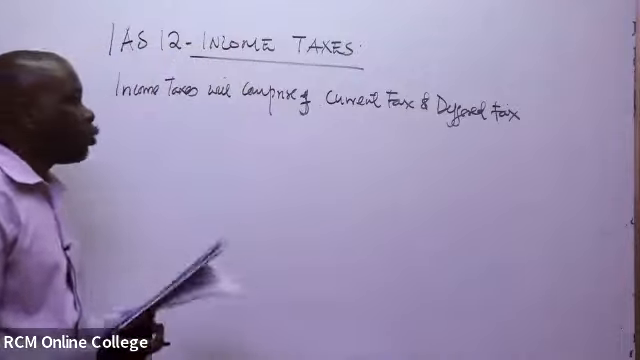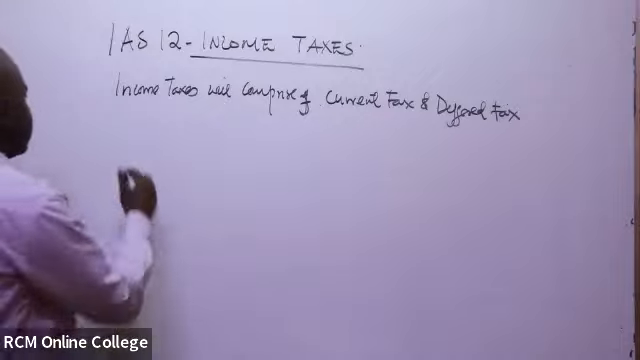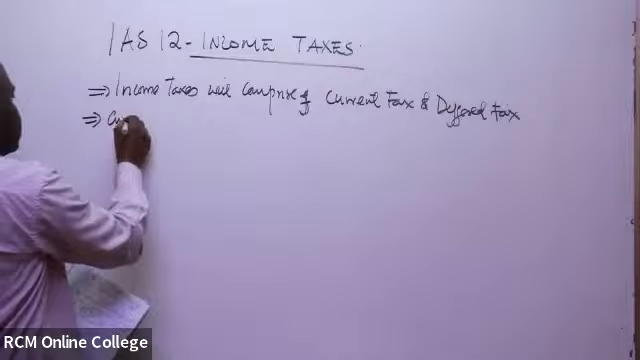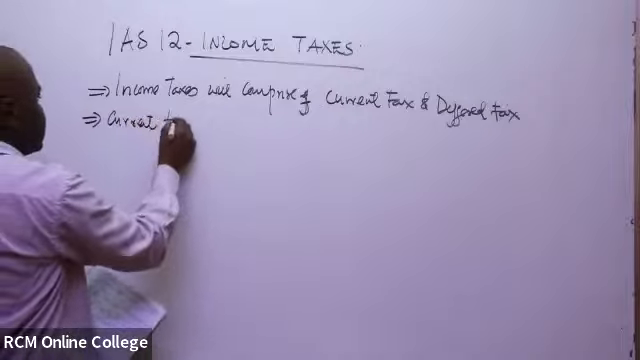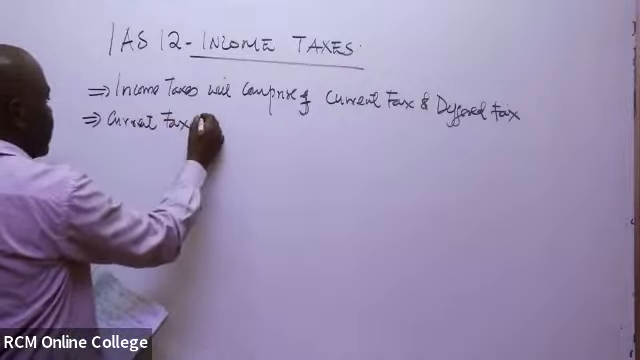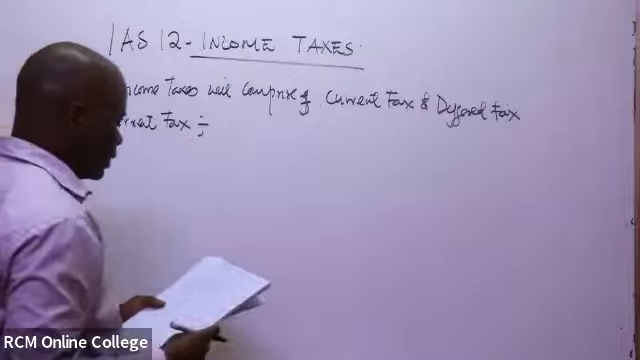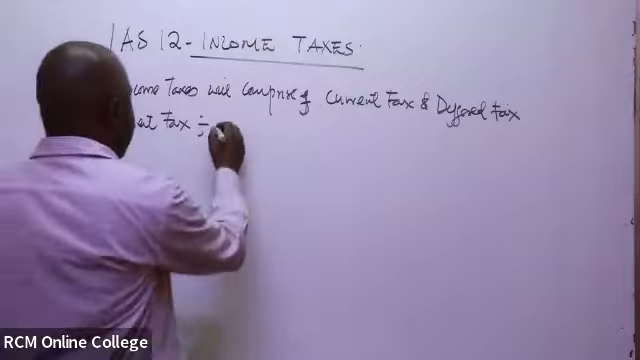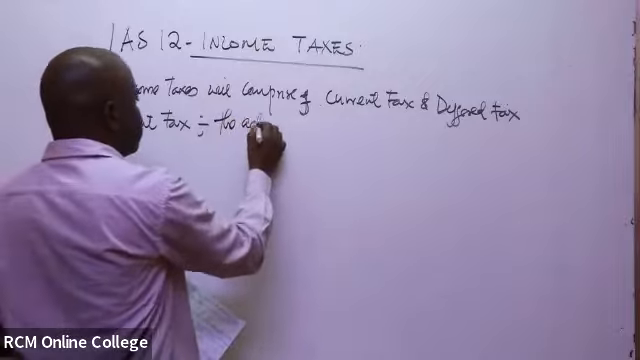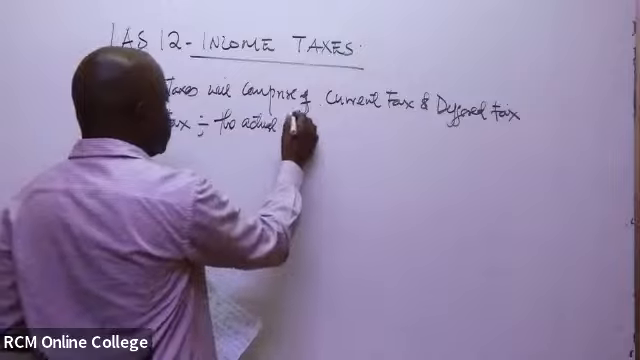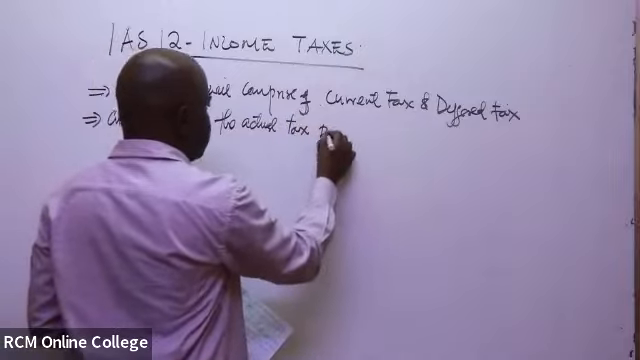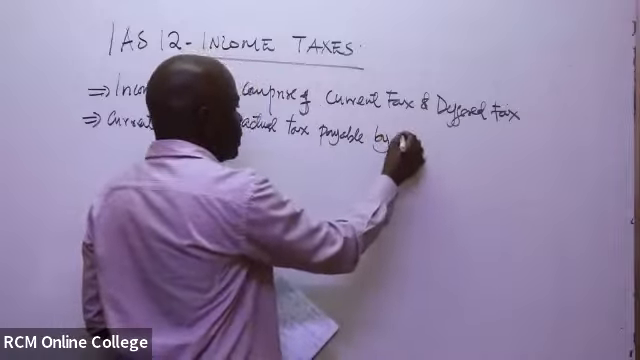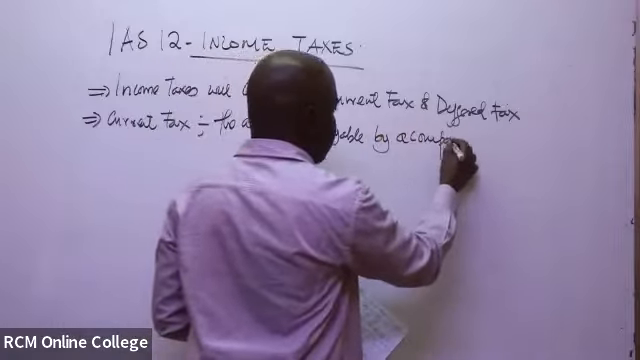So we can say, what is a current tax? What is actually current tax? Current tax is the actual tax payable by a company. The actual tax payable by a company.